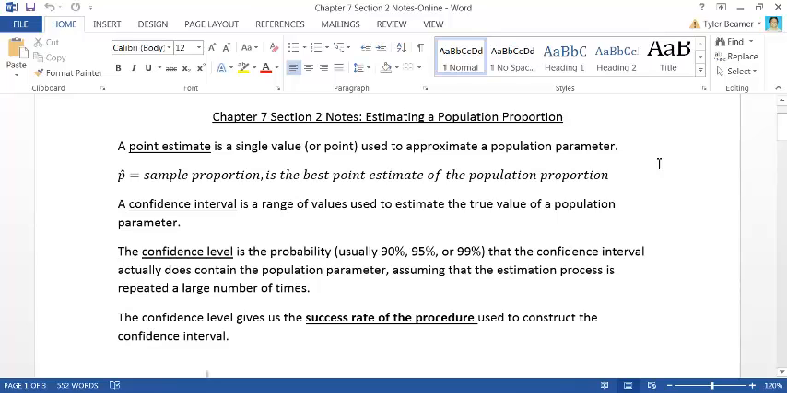The purpose of this video is to describe how to compute confidence intervals using the TI-84 graphing calculator. I am going to use the notes as a reference for this video. So here are the Chapter 7, Section 2 notes, dealing with confidence intervals in regards to estimating a population proportion. These are the notes that are on Moodle.